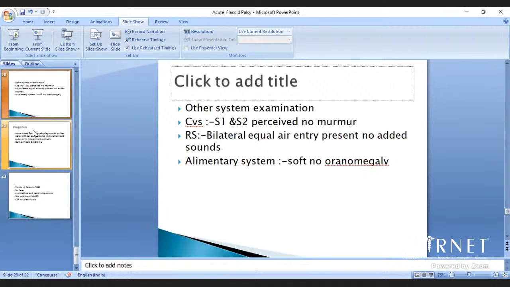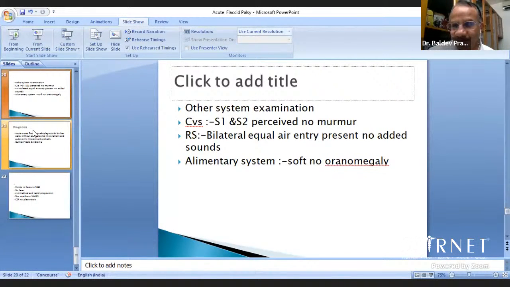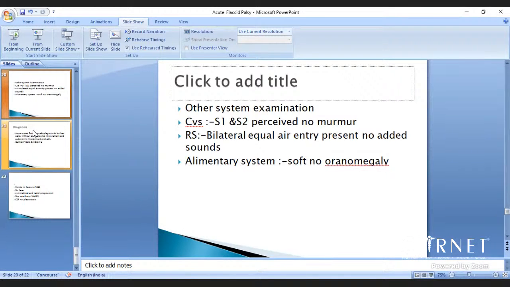Any comment from the other students first? The general examination, then the CNS. First, general examination. Any point which you would like to ask Bhargav? Anybody? No point.